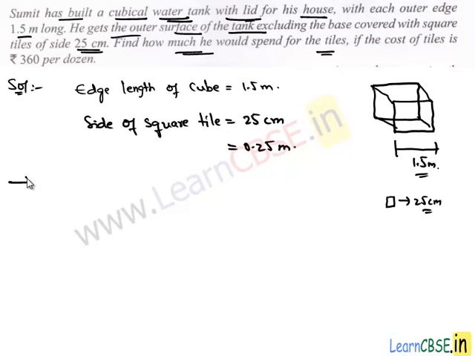Let's find out the area of this cube. Note that we have to find the area of the cube in such a way that we exclude this base, because he is not covering the base with square tiles. We have to find the area of 5 surfaces.